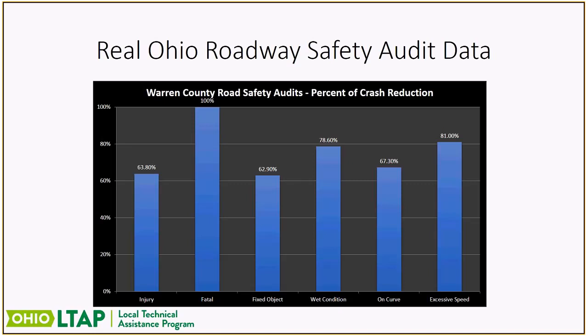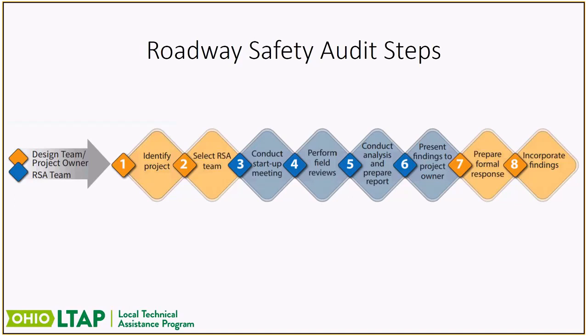Nationally, we have an 8-step process for roadway safety audits. As I said, this process is looked at as engaging the roadway owner, but then having the team be a separate group and not necessarily including the roadway owner through the blue stages in the process, stages 3 through 6. Here in Ohio, we've done something a little different. We've actually included the roadway owner all the way through.